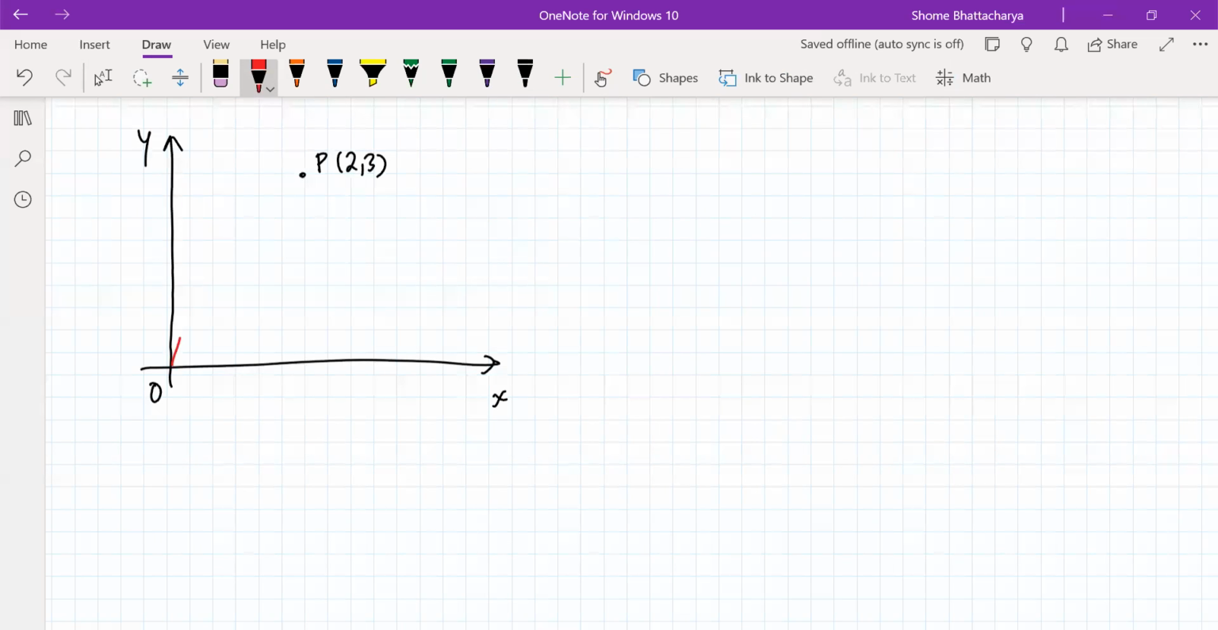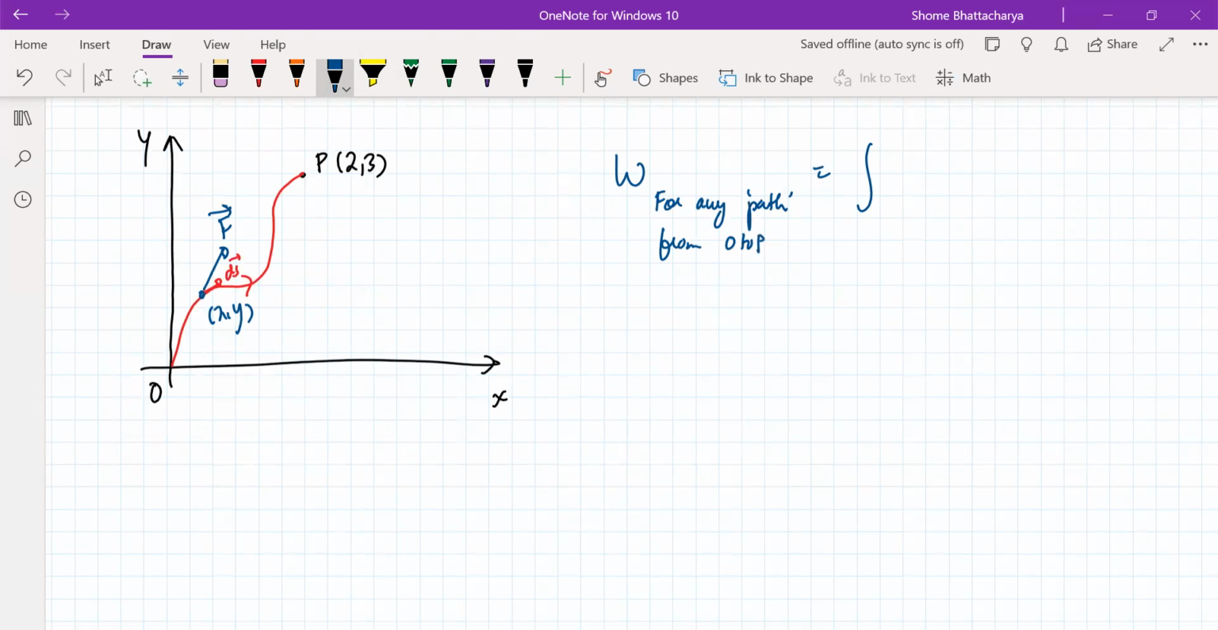So now let me take any arbitrary path. Work done by that force, when the particle is at any point x comma y, the force has some general value F like this, and the differential displacement has a ds like this. So work done for any path from O to P, that is F dot ds from O to P for a general path.